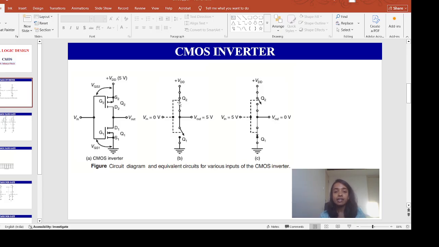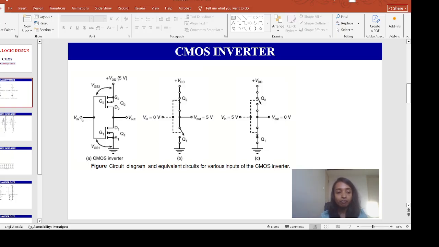These are the different ways this circuit operation will look at different inputs. As you can see, the CMOS inverter consists of a PMOS and an NMOS. Here the NMOS transistor is Q1 and the PMOS transistor is Q2. The input is connected to the gate of both the devices, and the output is taken from the drain of both the devices.